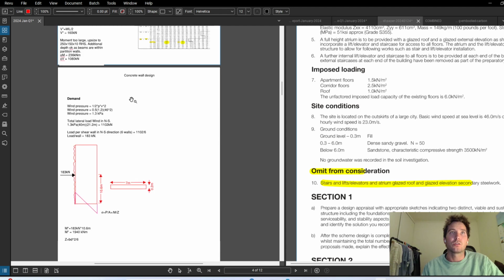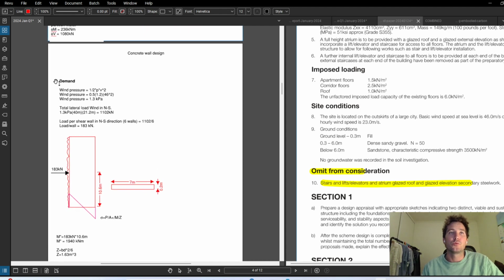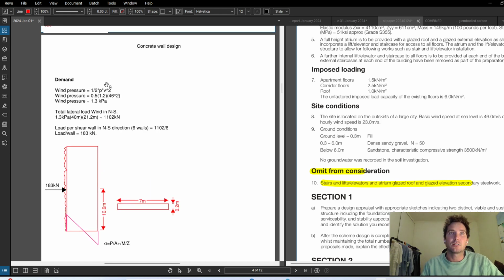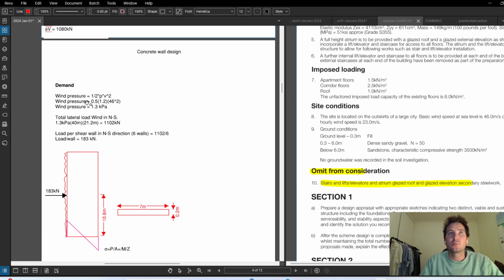Moving on, the concrete wall. So this is essentially for lateral stability. While it will pick up some vertical loads, the purpose of my shear walls is really for lateral stability. So here I'm doing a wind calc. If you remember from first principles, 1/2 rho v squared to get wind pressure.